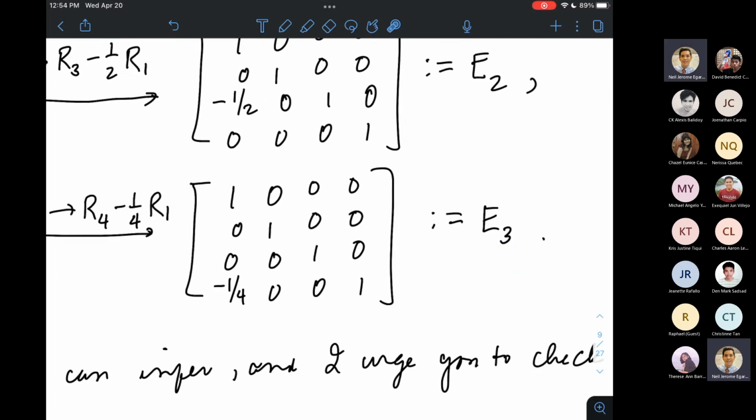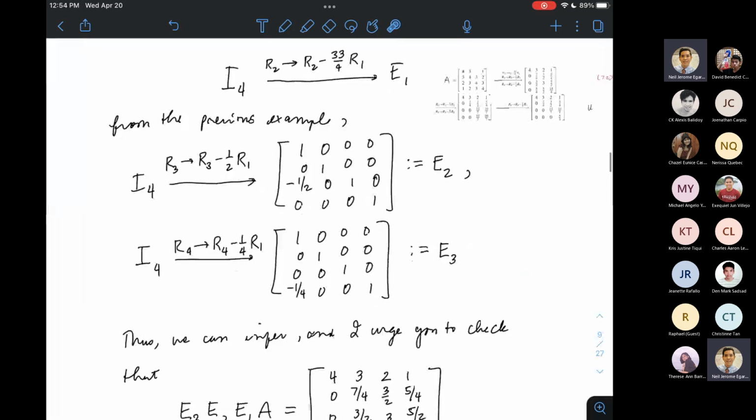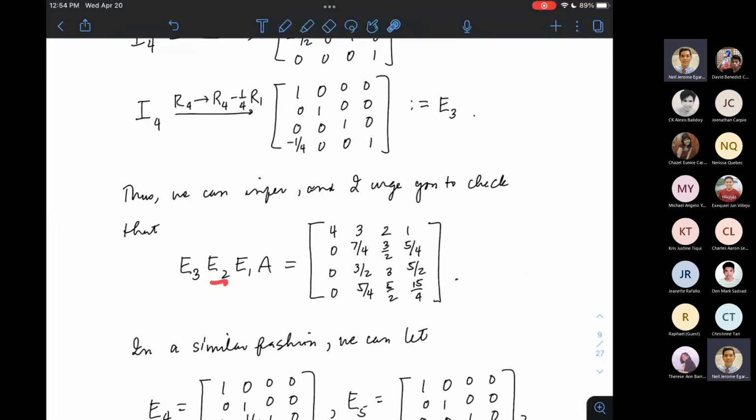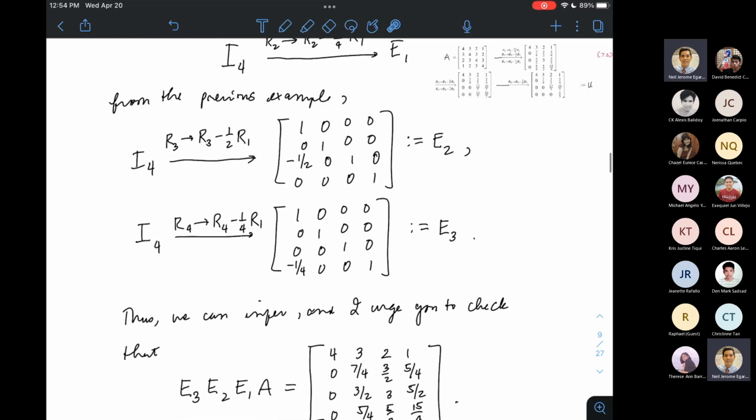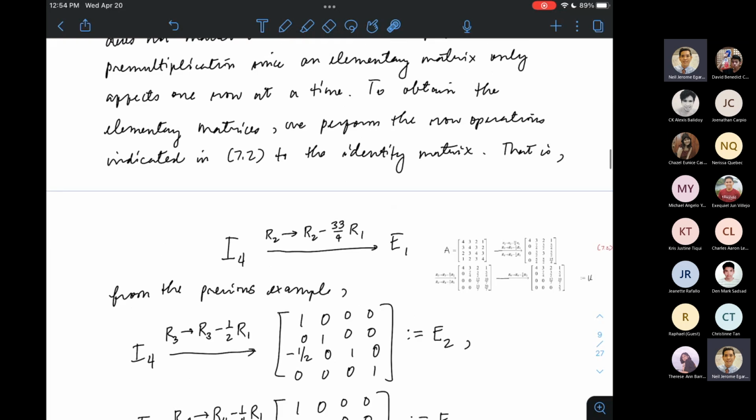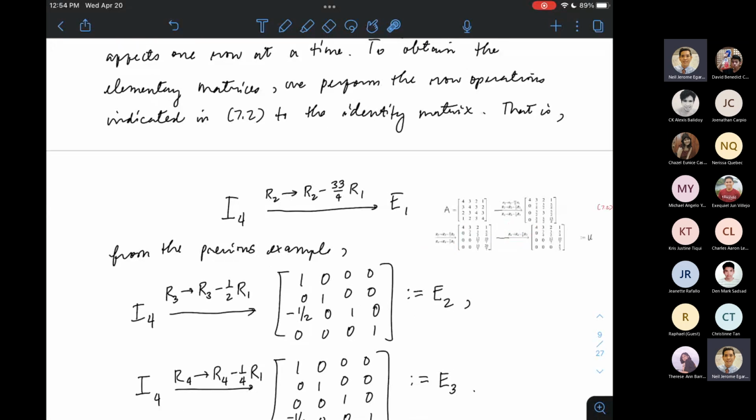So basically, what we will have is E3 times E2 times E1 times A will give us the result of the first elimination pass. Okay? Tapos gagawin ko rin to dun sa natitirang ilan pa bang operations. 1, 2, 3. Dun sa natitira pang tatlong operations.